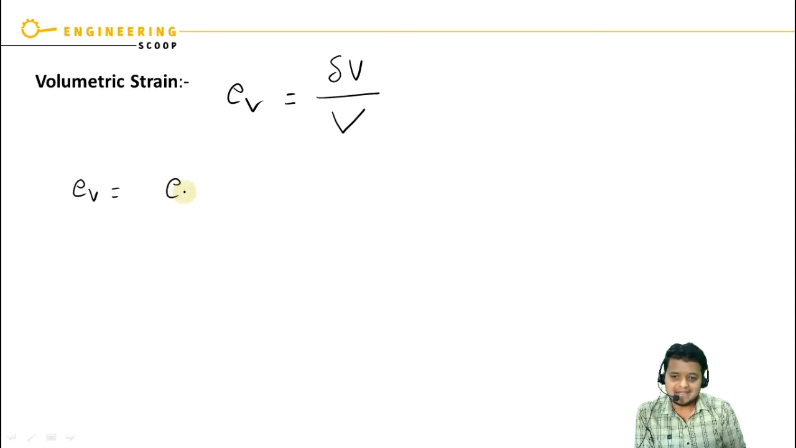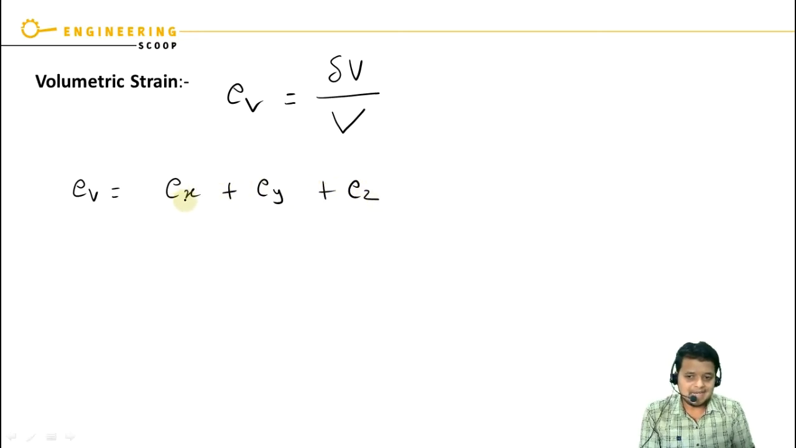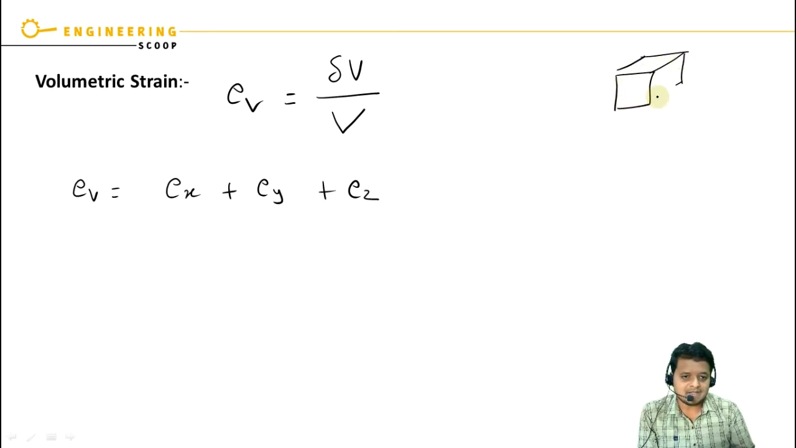Volumetric strain is also given by EX plus EY plus EZ, which means that, as we have seen in the previous figure, EX, EY, EZ are the strain in various directions. That is, strain in X direction, strain in Y direction, and strain in Z direction. When we sum all the strains together, we get volumetric strain.